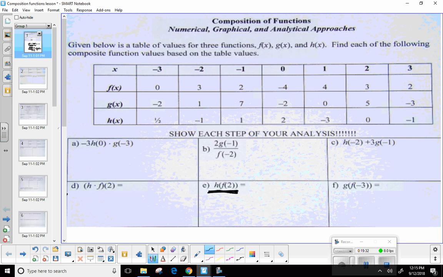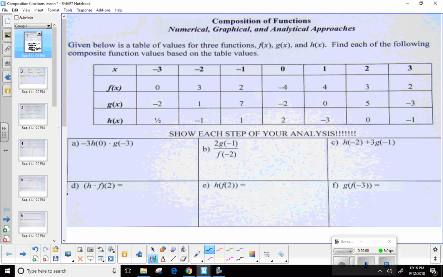So in this case, for e, f is what we call the inner function. H would be what we call the outer function. Okay. You always work from the inside out. And we're going to be doing these in a variety of ways. We're going to be looking at them from tables, graphs, and then finally the equations themselves.